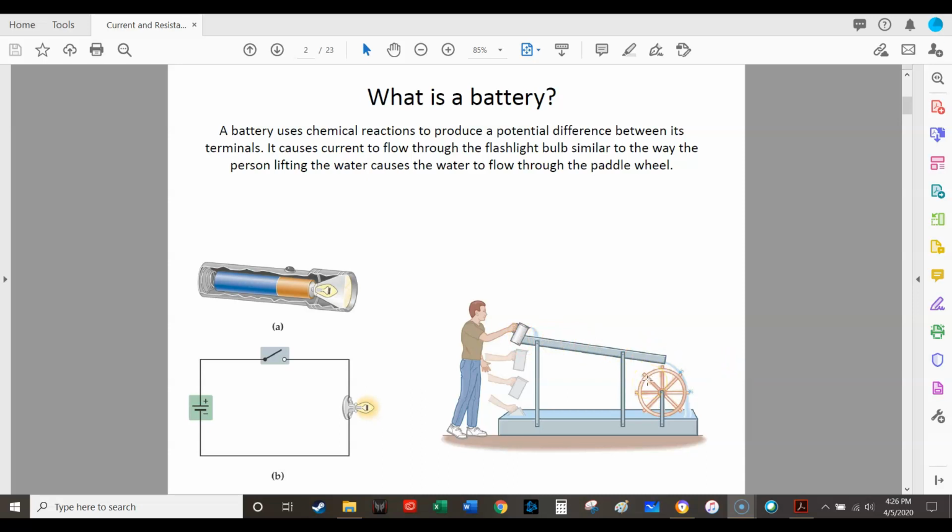And then this water wheel system could be considered almost like a resistor, and that gets converted to heat, or gets converted to another type of energy like heat and light. Right? So a battery in a way creates potential energy, and resistors consume that potential energy. All right?